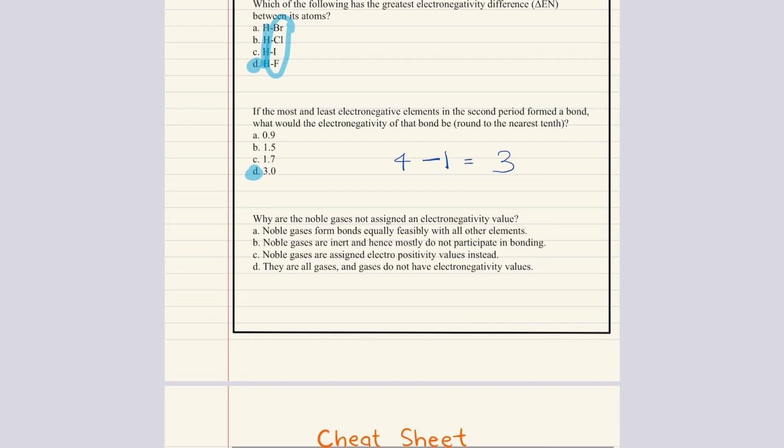Now, electronegativity refers to an atom's ability to attract shared electrons in a bond. But noble gases are generally unreactive because they already have a full valence shell. This means they rarely form bonds and thus do not have meaningful electronegativity values. That makes the correct answer here answer choice B. Noble gases are inert and hence mostly do not participate in bonding.